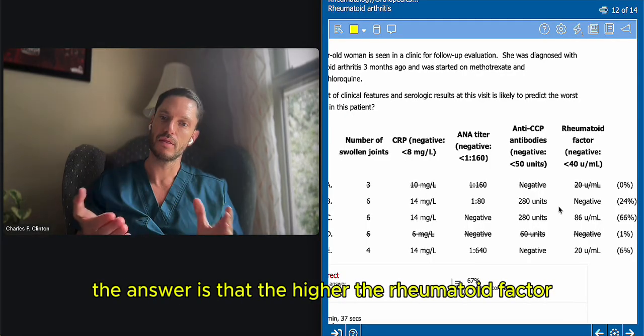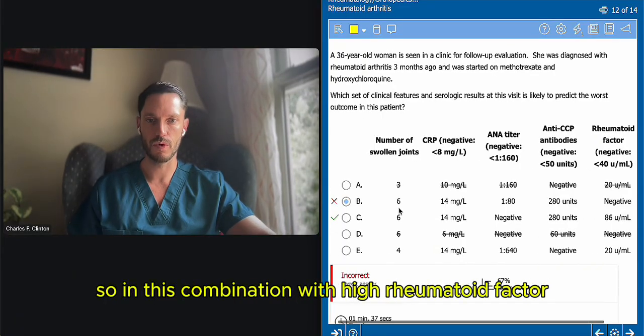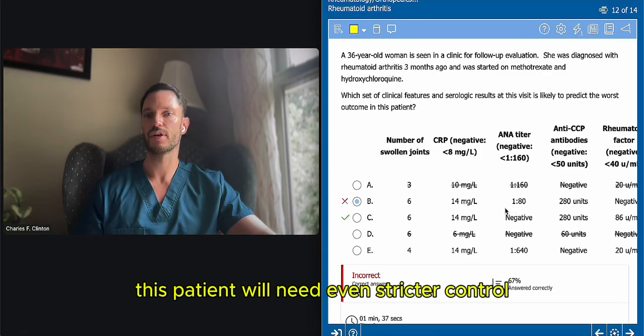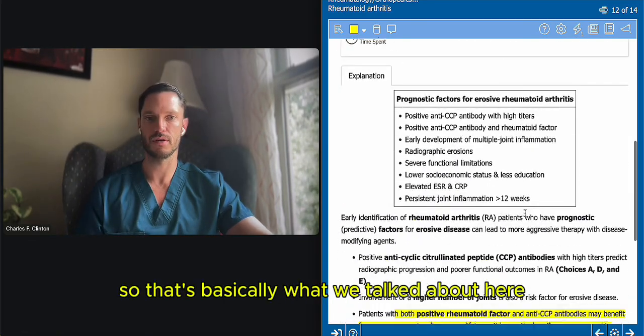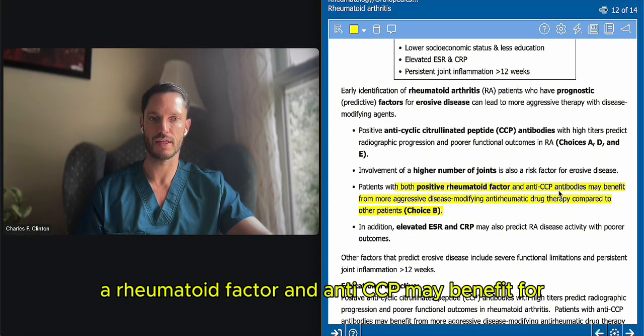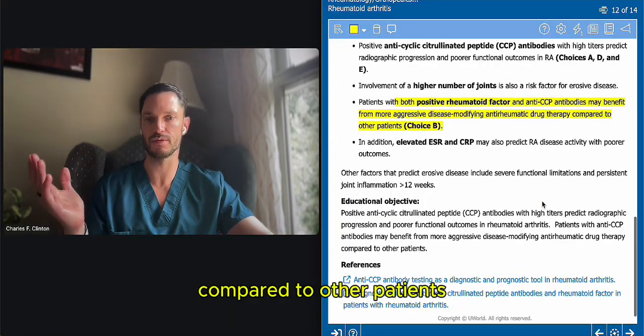Well, the answer is that the higher the rheumatoid factor, the worse as well. So in this combination, with high rheumatoid factor, high anti-CCP, all that gives you a chance to know, this patient will need even stricter control, even stronger medications. So that's basically what we talked about here. And patients with both positive rheumatoid factor and anti-CCP may benefit from more aggressive disease-modifying anti-rheumatic drug therapy compared to other patients. We already talked about that.